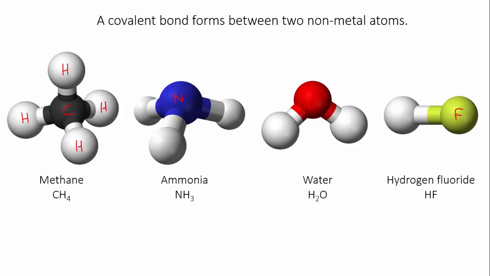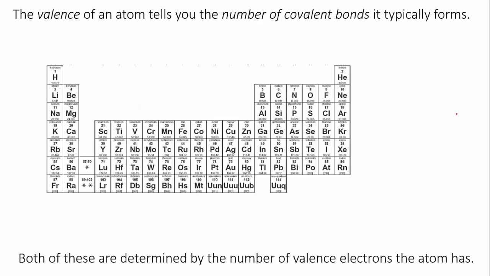Why is it that in each molecule the central atom has a different number of bonds? As you know, different atoms have different electron structures, and in particular, different numbers of valence electrons. It's this that determines the number of bonds that an atom typically forms. So to work out the number of bonds typically formed by atoms of a particular element, we look at its valence. And remember, we're only dealing with non-metals here because it's covalent bonding. So that's groups 4, 5, 6, 7, and 8, along with hydrogen in group 1.